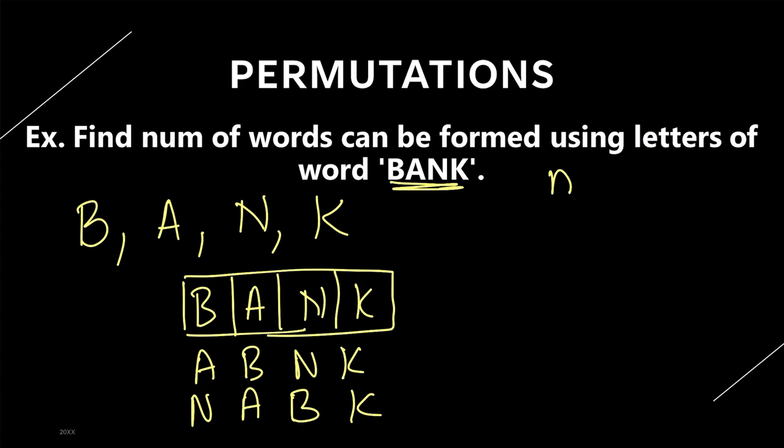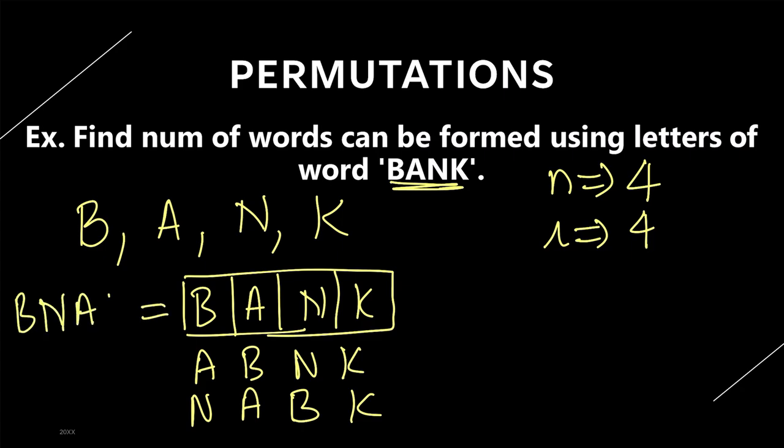So you have to pick 4 out of 4. You have to pick 4 letters, right? And does the arrangement of them matter? Very much, because B A N K and B N A K are not the same thing. Even though we are choosing only 4 letters, these two are very much different. So the arrangement of the letters matters.